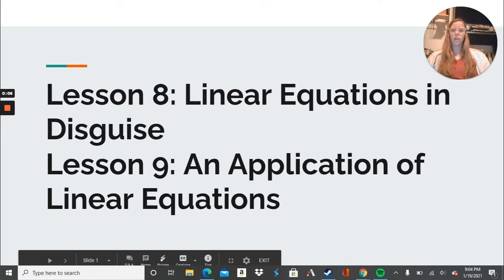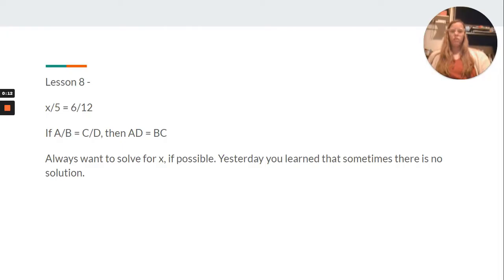So 8, linear equations in disguise, and 9, an application of linear equations. We're actually going to try something a little bit different. We're going to just overview the lesson, and then I'm going to go to a whiteboard app to work through the problems.